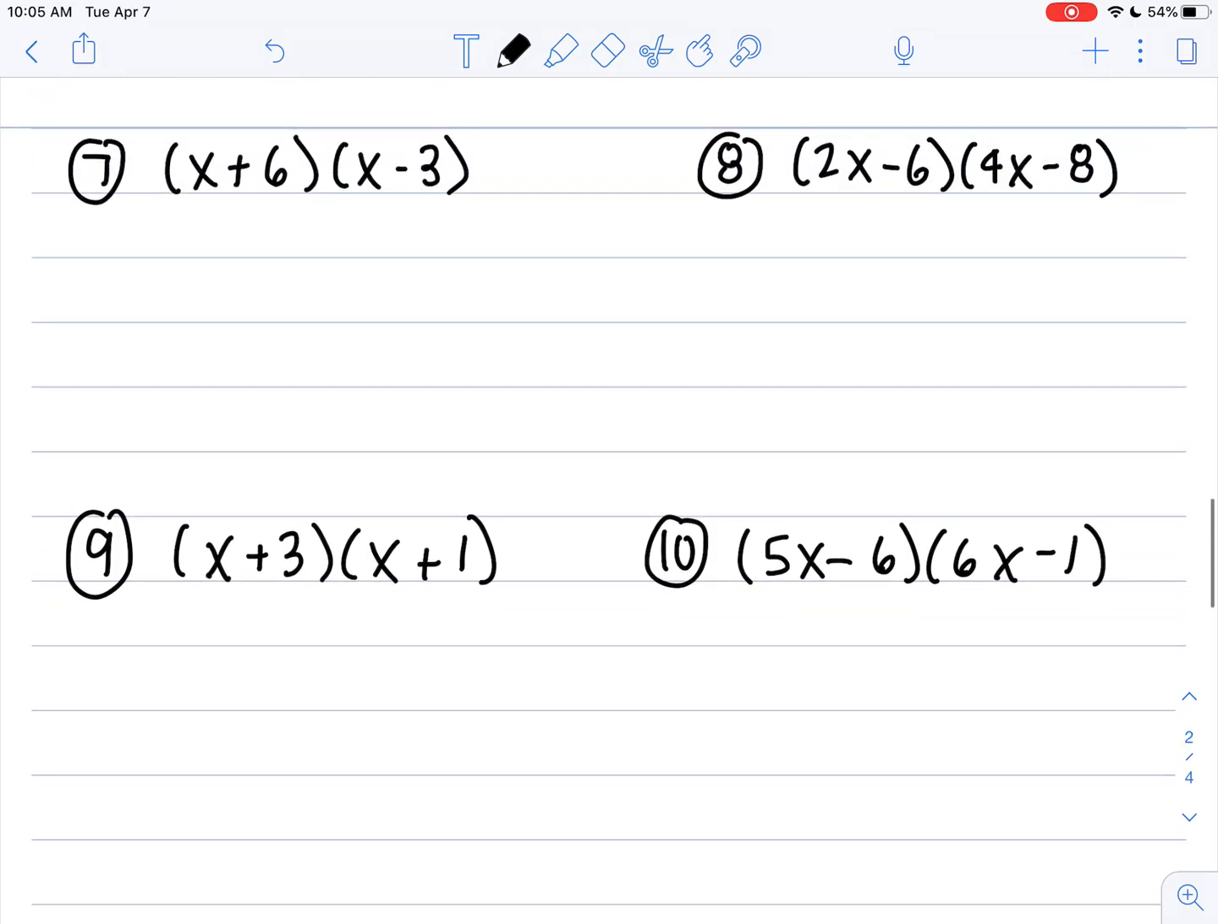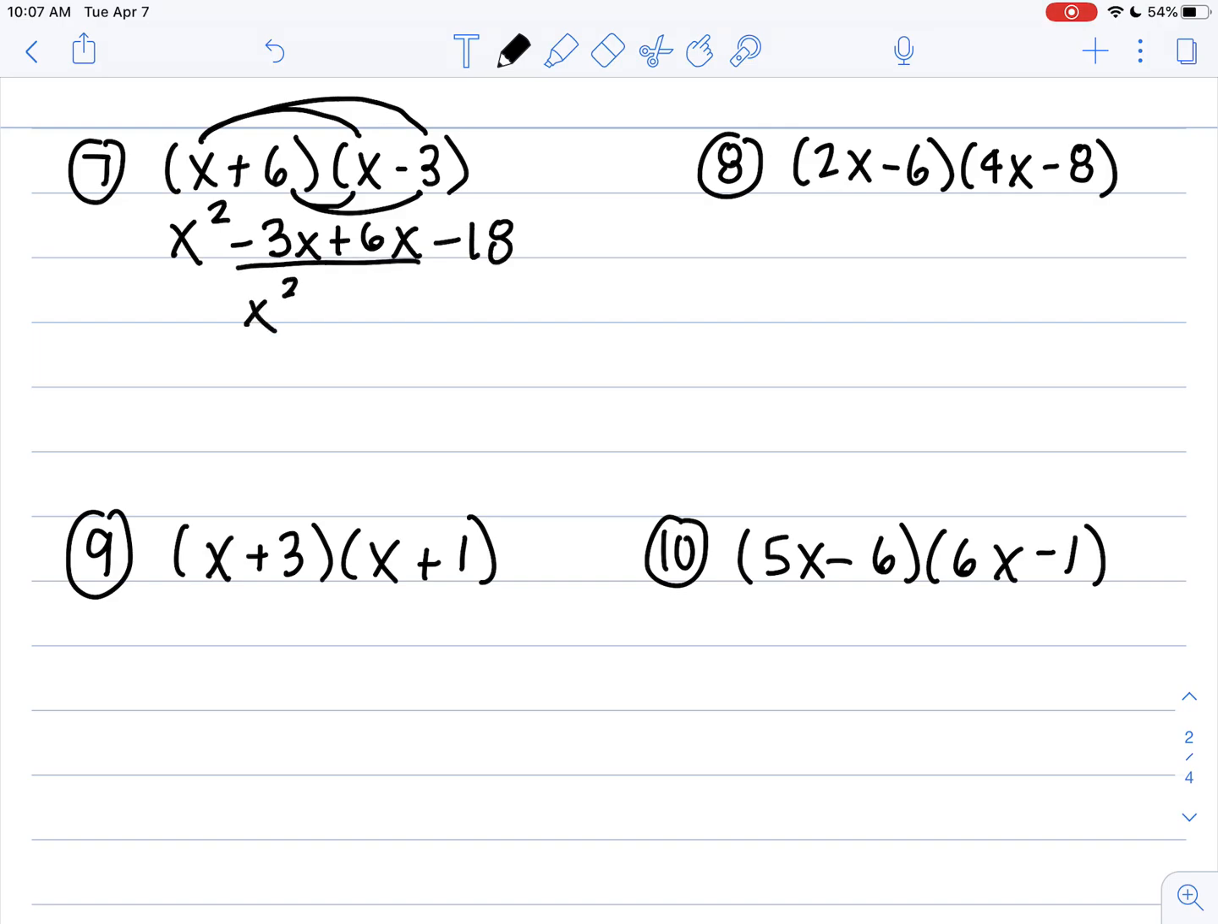Okay, just 4 more. So x times x, the first 2 numbers, x times x is x squared. The outer 2 numbers, negative 3 times x is negative 3x. The inner 2 numbers, 6 times x is 6x. And the last 2 numbers is negative 18. We can combine the middle 2, so we have x squared. Negative 3x plus 6x is 3x minus 18. And that's it.